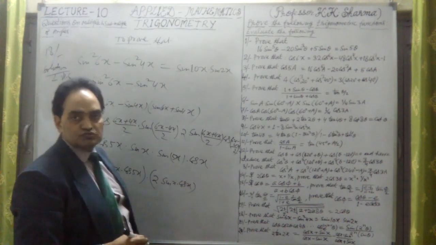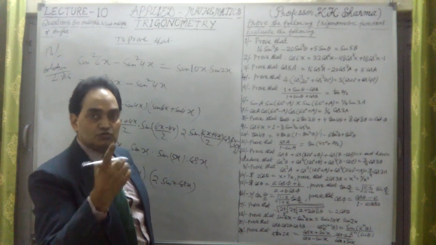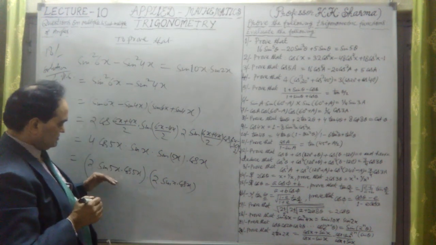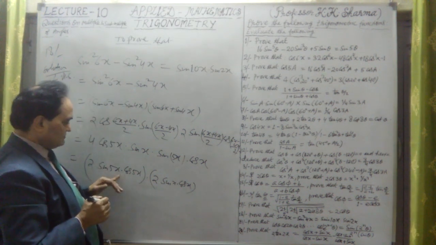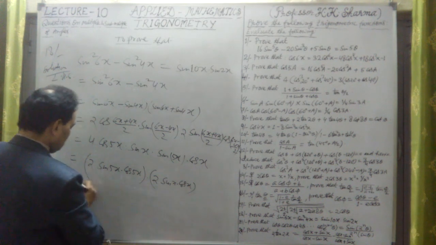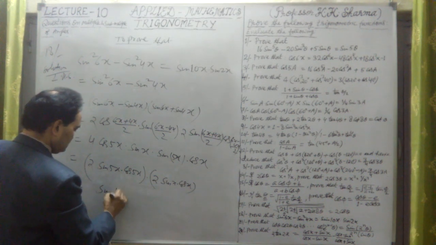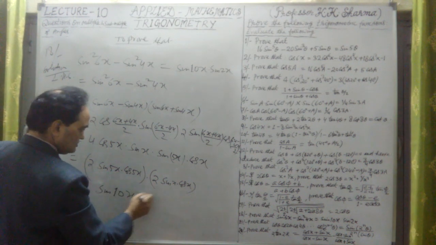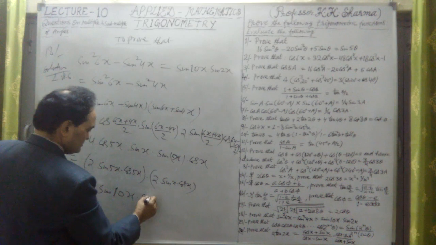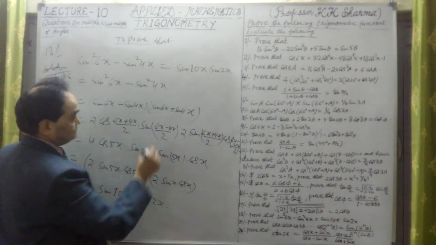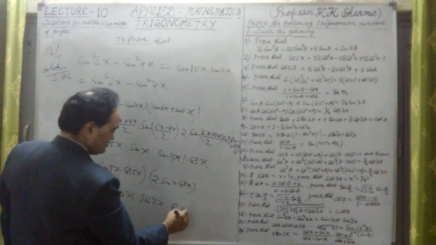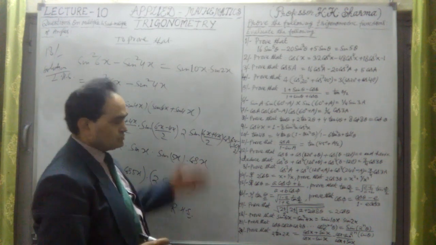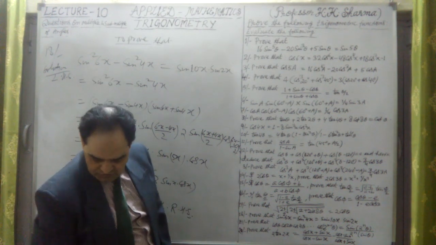Now we have 2 sin theta cos theta. It is similar here, the angle is same, sin 5x and cos 5x twice. This is nothing but sin 10x, sin 2 into 5x, that is 10x. And this is sin 2x. This is the right hand side, the same right hand side we have obtained here. Okay, this is question number 18 completed.